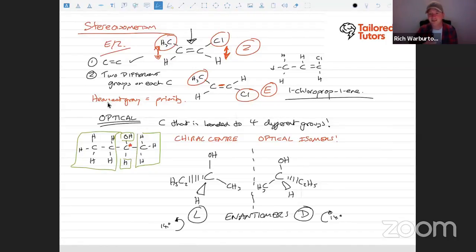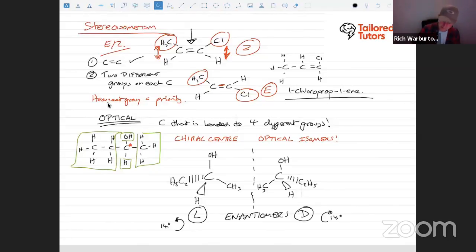So one rotates it clockwise. The D version, dextro-rotatory. Dextro means right. That's what my dog's called. I don't know whether he's right pawed or left pawed, but there we go. So dextro-rotatory, 14 degrees to the right, or whatever number it is. Levo-rotatory, 14 degrees, or whatever number it is, equal and opposite to the left.